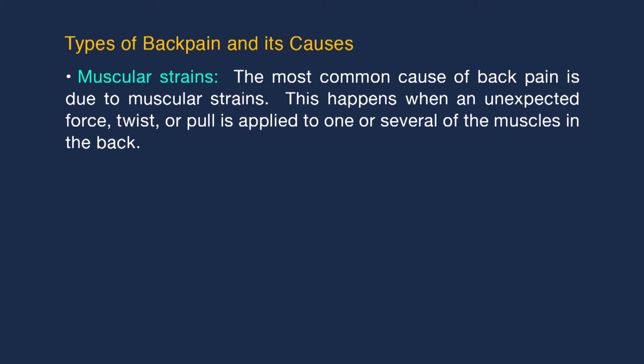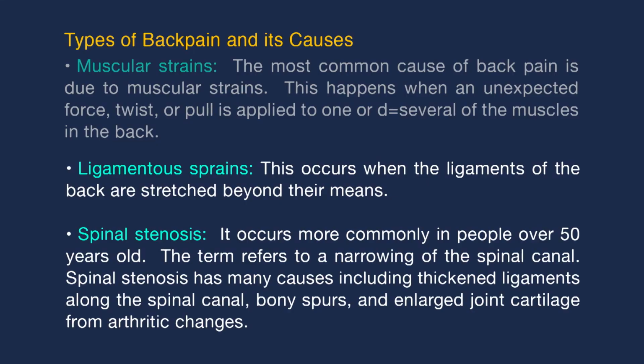First is a muscular strain. The most common cause of back pain is due to muscular strains. This happens when an unexpected force, a twist or pull is applied to one or several of the muscles in the back. As a result, several tears occur in the muscle. These muscular tears cause pain felt in the back. Next is ligamentous sprains, and this occurs when the ligaments of the back are stretched beyond their means.